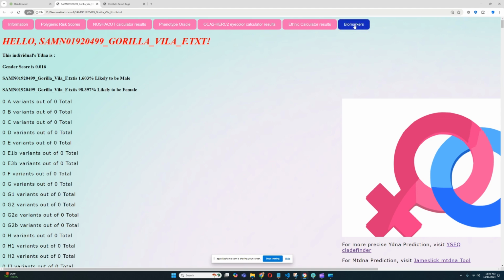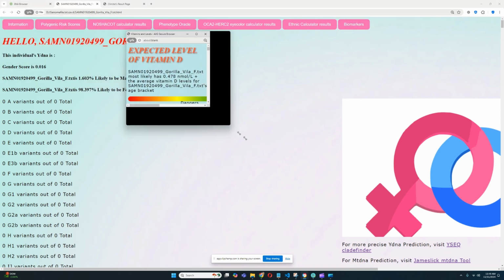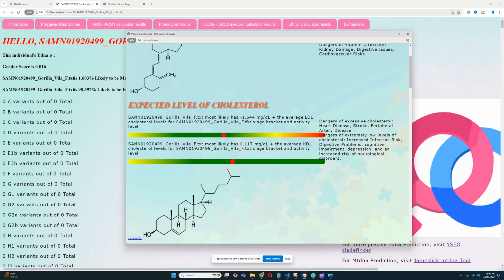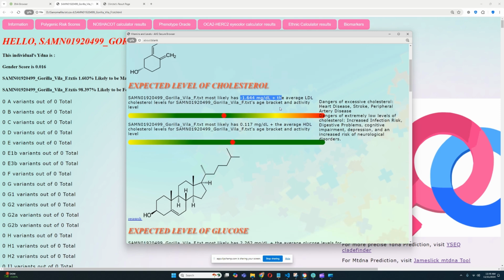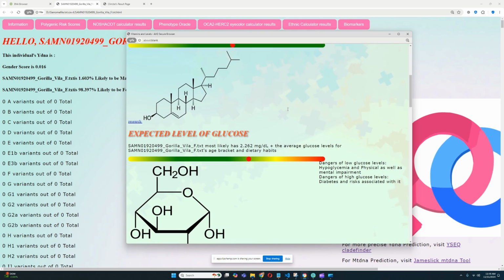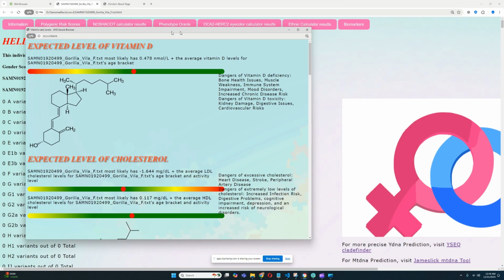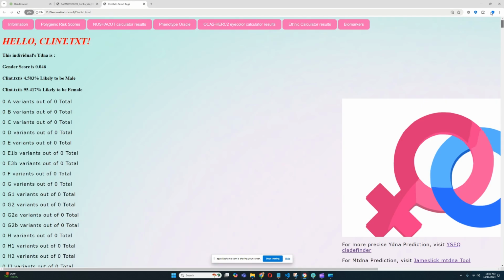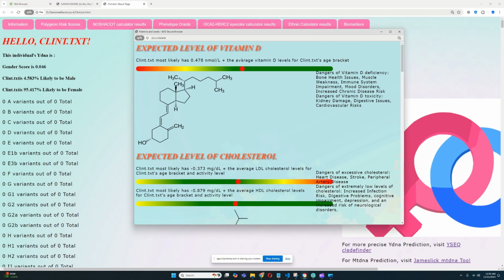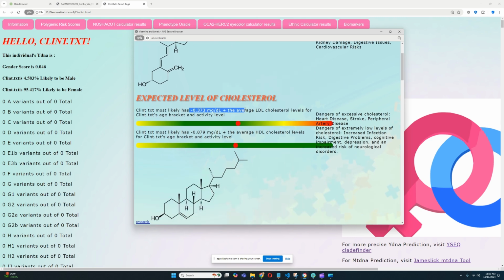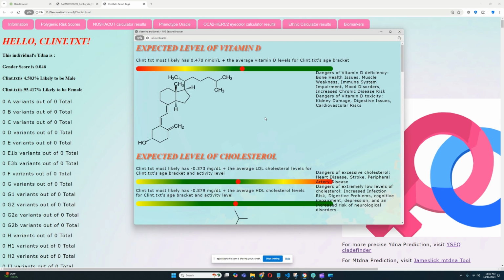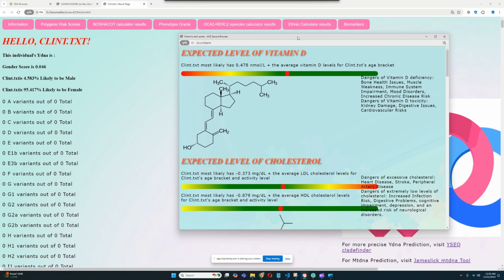Let's look at biomarkers for Vila the gorilla. Vila the gorilla has got average levels of vitamin D, lower levels of LDL cholesterol, which is good, and higher levels of HDL cholesterol, which is good. Let's compare that to Clint. Clint has got average levels of vitamin D, which is good, lower levels of LDL, which is good, and lower levels of HDL, which is bad. So very similar, actually. Also very similar results to Vila the gorilla.